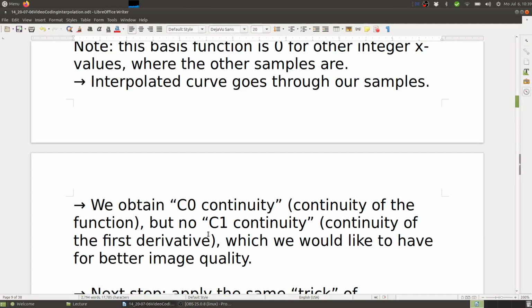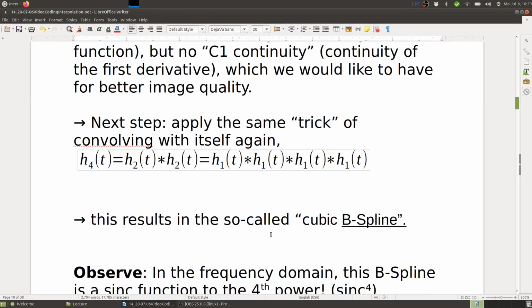And this can still lead to artificial contours in images. So we would like to have also C1 continuity for better image quality. Since this trick worked to obtain the C0 continuity, we apply the same trick again to obtain also the C1 continuity, and it also turns out the C2 continuity, which is the continuity of the second derivative.